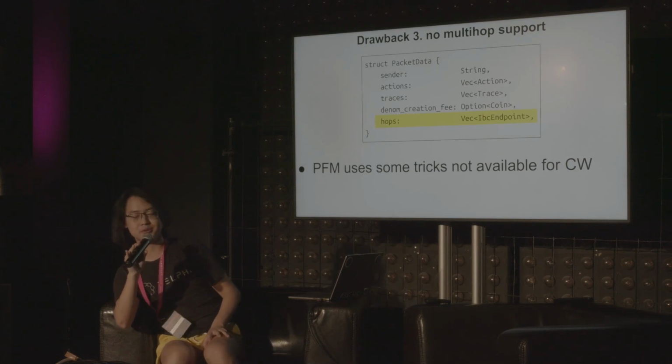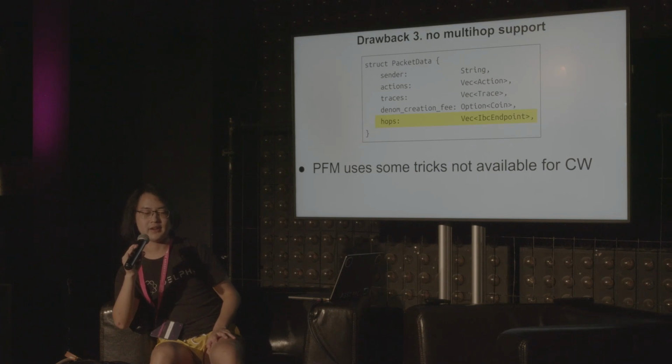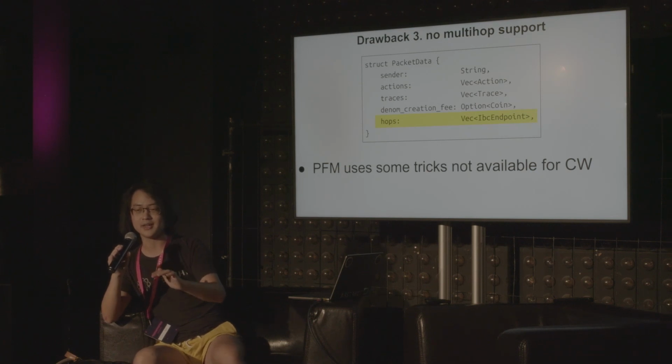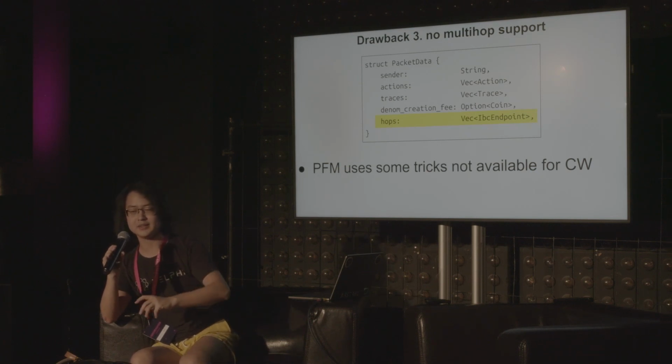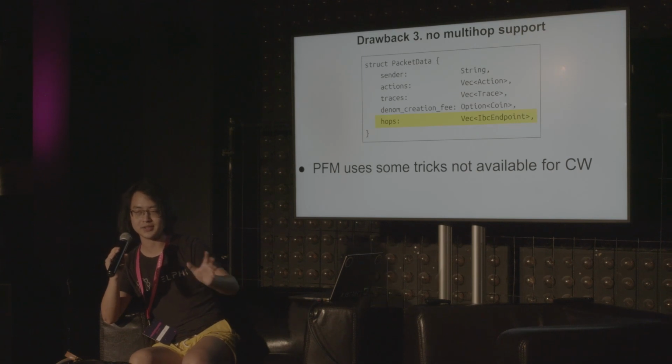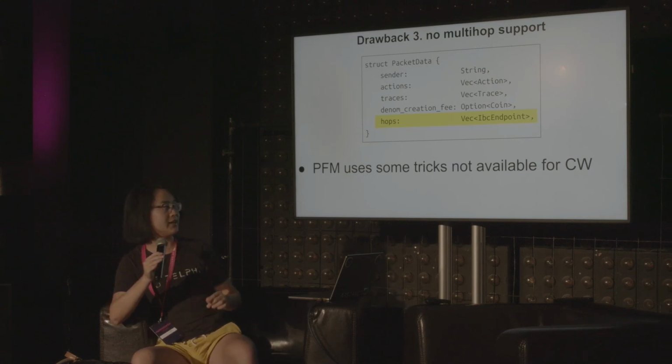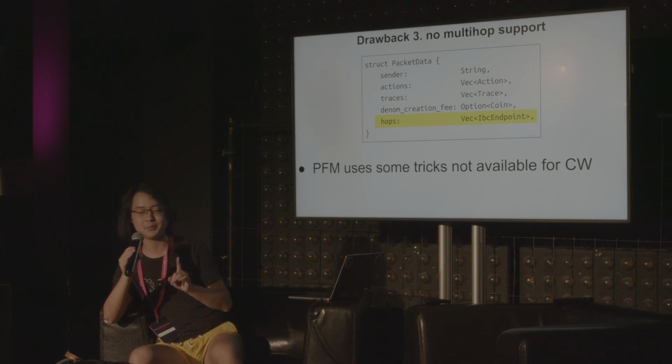This is not possible to implement in AwesomWasm because AwesomWasm doesn't give contracts very low-level control on how to accept packets, write acknowledgements, etc. So packet forward middleware uses some low-level tricks to implement it that are not available to AwesomWasm. So as of now, we don't have multi-hop transfers, and I think this is really the biggest drawback of 999.